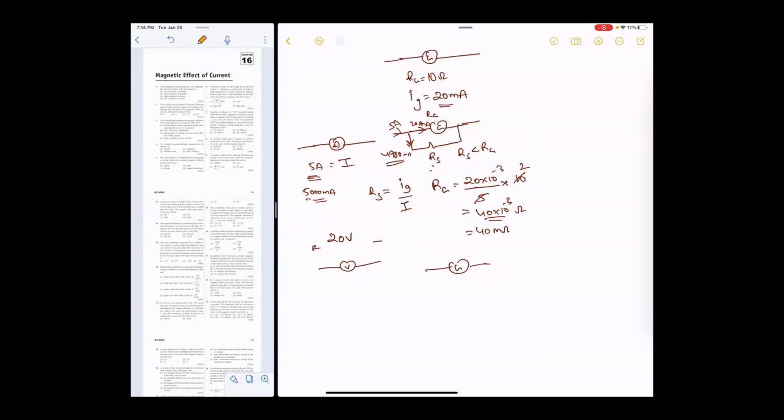Solve it, do it quickly. So is it series or parallel, and what is the value?